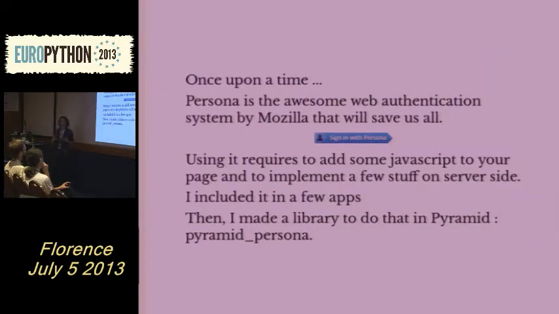So why am I here? I write some web applications with Pyramid, and one thing I have to do again and again is authentication. And authentication is boring because it's really hard to do right, and it's always the same thing. And then I discovered Persona, which is an authentication system written by Mozilla. It has a lot of technical qualities in the implementation itself, but moreover, it's really easy to use. It's just about adding a few JavaScript lines to your application and implementing a few things on the server side.